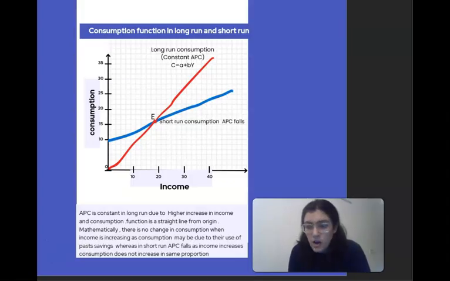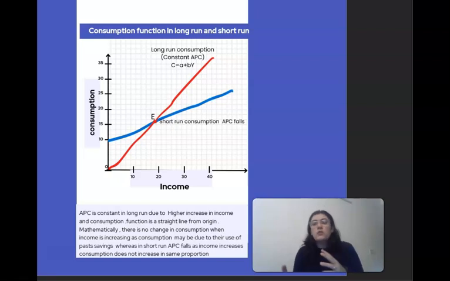Now here is a graph which I have tried to draw to explain it to you in a better way, because economics is incomplete without graphical presentation. For better understanding, we do need that. As I just told you, I'll explain the consumption function in the long run and short run. There are two axes: income on the x-axis, and consumption on the y-axis.